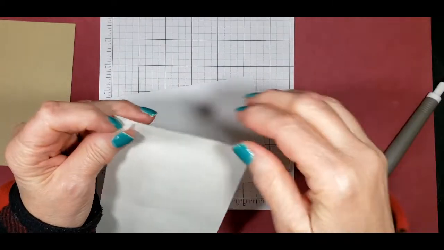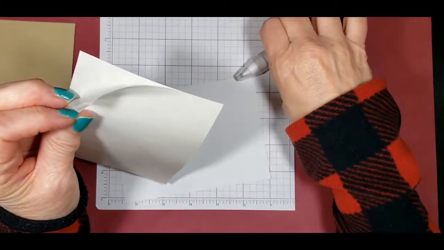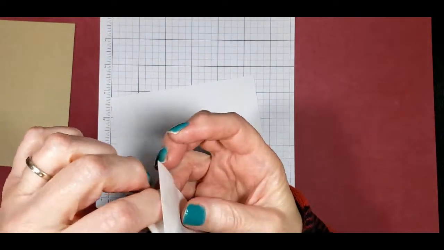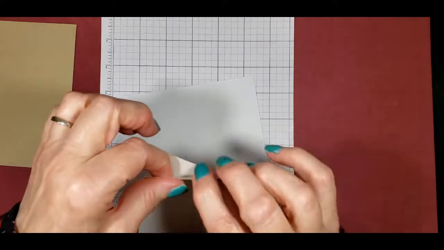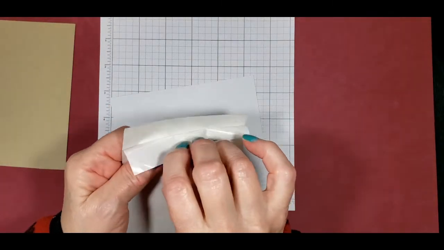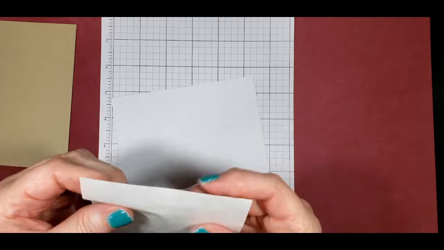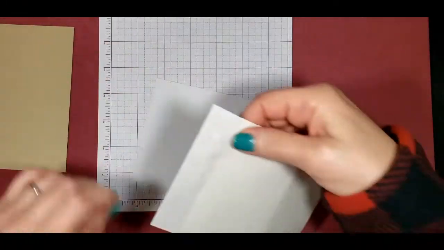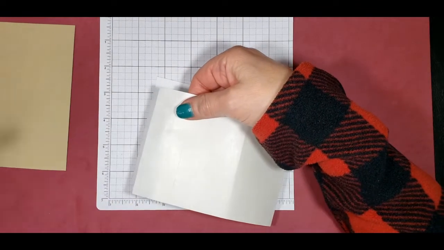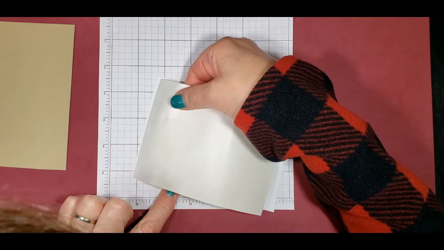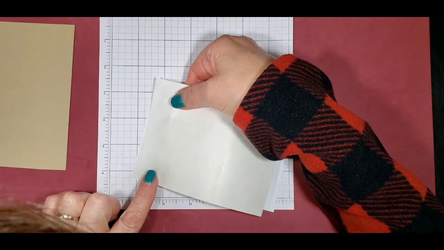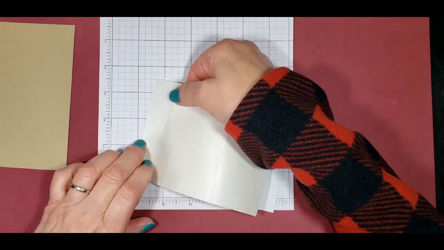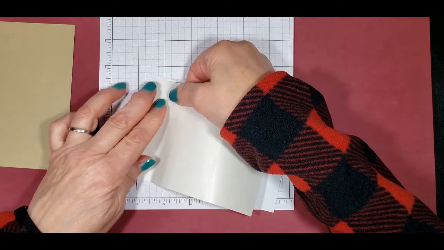There we go. So this is the sticky side right here. So I'm going to put it down with the sticky side down. Let me get this over here. So here's our distress foil. And I'm just going to put it as close as I can to the edge. So I have about 1/16 of an inch sticking out there.